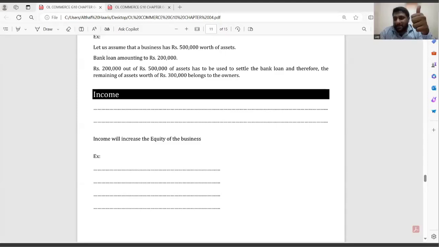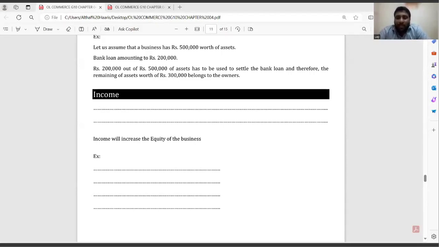An asset is a resource controlled by the business as a result of past transactions, with an inflow of future economic benefits. Liability is a present obligation as a result of past transactions, with an outflow of future economic benefits. Asset is only inflow, liability is outflow.